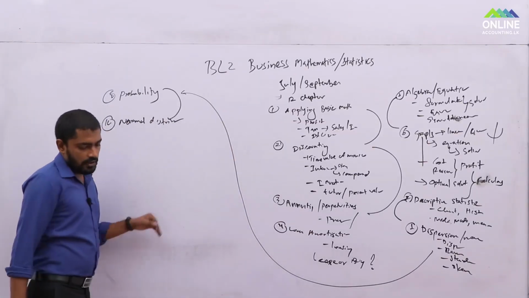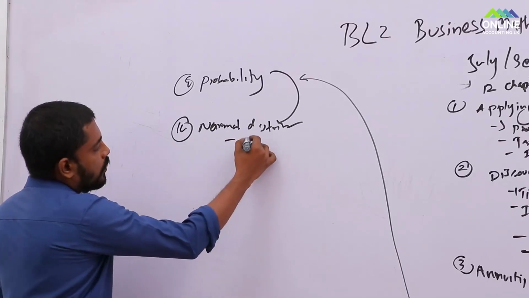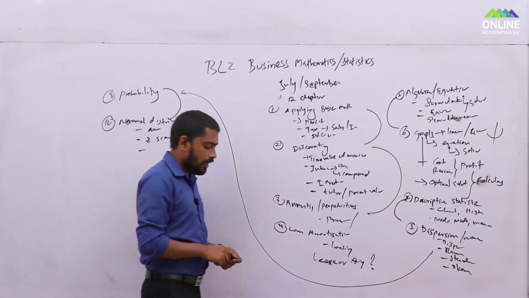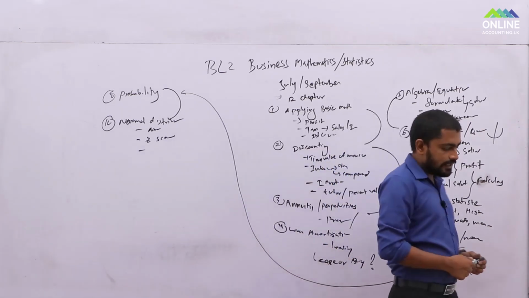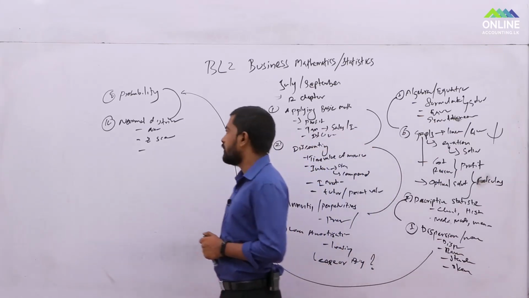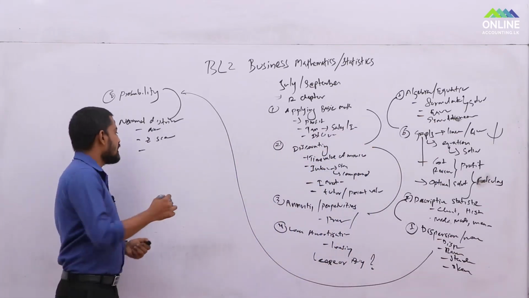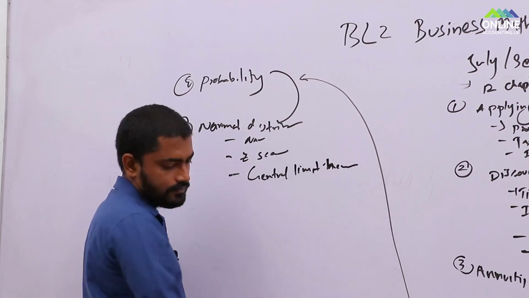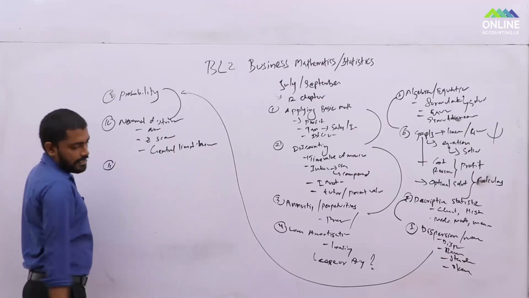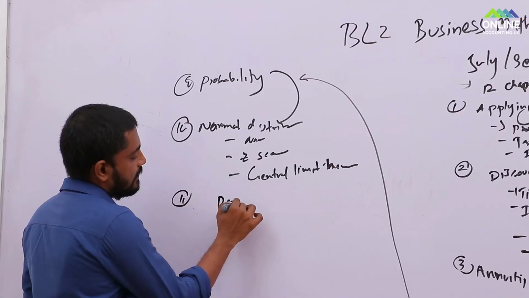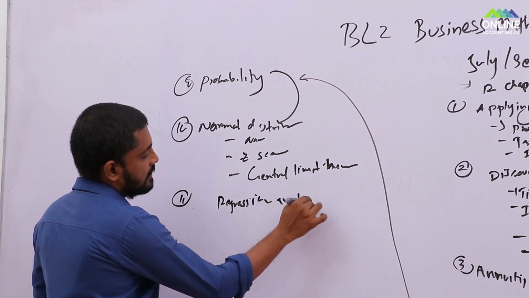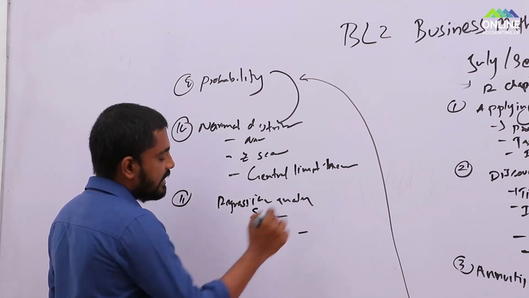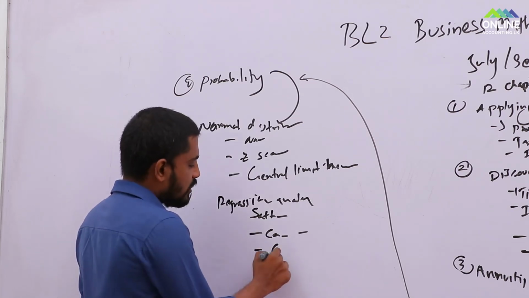Under normal distribution, we are going to talk about normal distribution tables, z-scores, and how to find the probability of several incidents compared to the mean through the normal distribution, as well as the central limit theorem. The 11th one is regression analysis. In regression analysis, scatter plot diagrams will be there, as well as the coefficient of determination and the correlation coefficient.